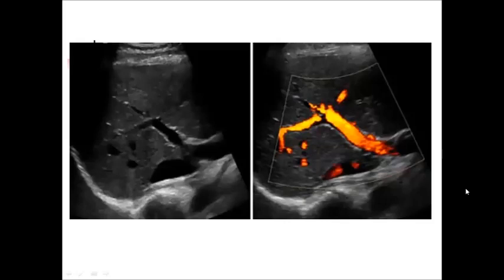Usually transabdominal approach is used in studying of liver and pancreas, plain or with addition of Doppler technique, which allows to evaluate direction and intensity of blood flow in vessels of liver and pancreas.